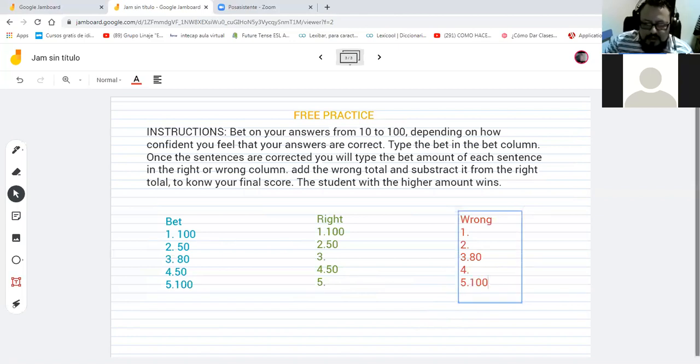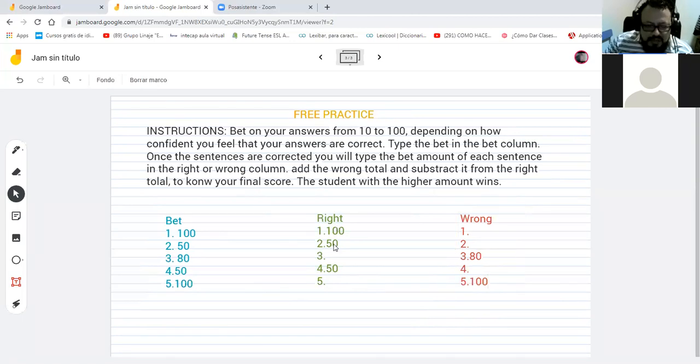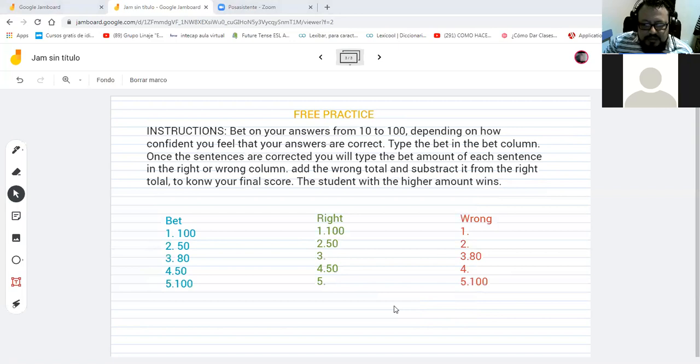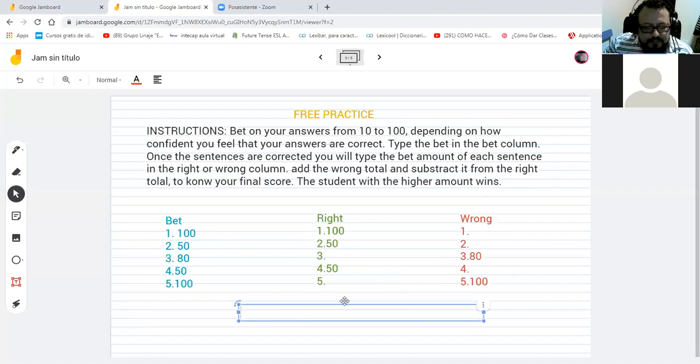Okay? Now, what we're going to do is add the right answers that you had, and then we're also going to add the wrong answers that you had. So let's open another column right here. And what we have right here is 100 plus 50. We have 200 points in the right column. Okay, so we're going to do 200.